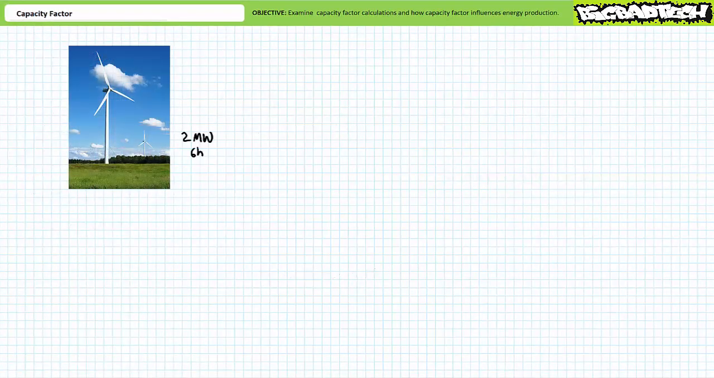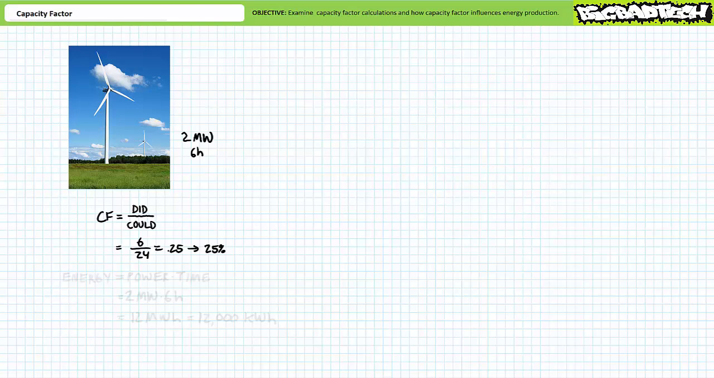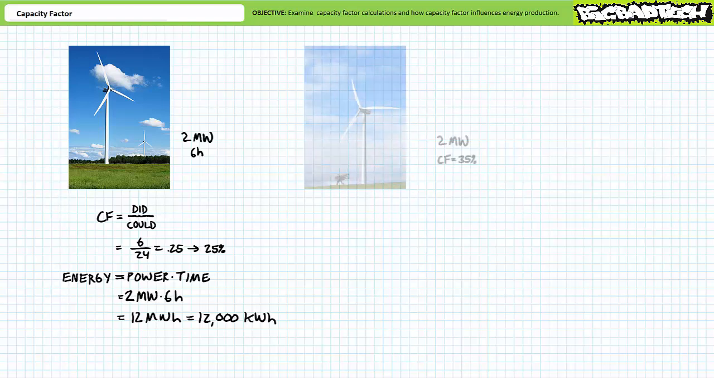Consider an industrial wind turbine. As you're no doubt aware, some days it's windy and some days it isn't. Let's say this is a 2 megawatt wind turbine that typically operates at full capacity for only 6 hours a day. The capacity factor for this turbine is did over could, or 6 over 24, or 25%. If energy is power times time, on a typical day, this turbine would be expected to produce 2 megawatts times 6 hours, or 12 megawatt hours, or 12,000 kilowatt hours of energy.